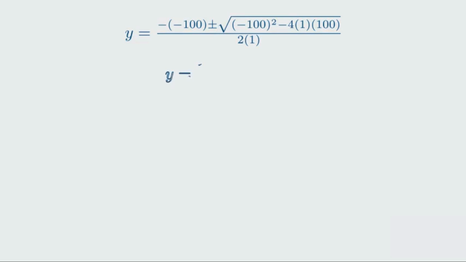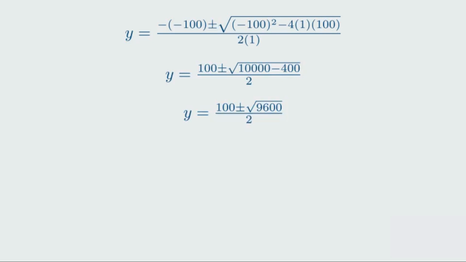Negative 100 squared is 10,000, and 4 times 1 times 100 is 400. The denominator is 2. Next, we perform the subtraction inside the square root. 10,000 minus 400 is 9,600. The square root of 9,600 is not a perfect square, so we need to simplify the radical.